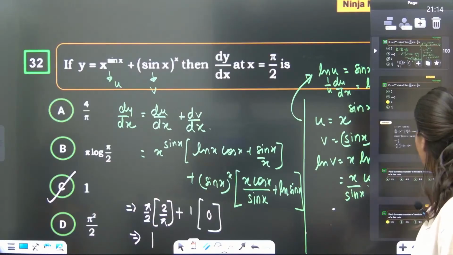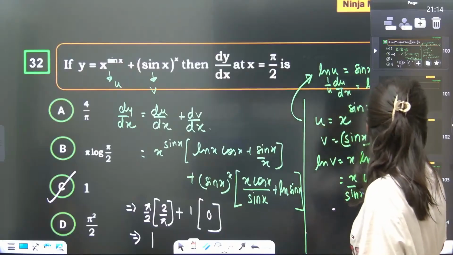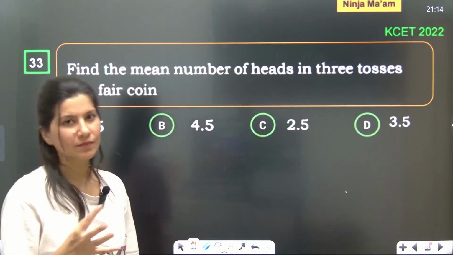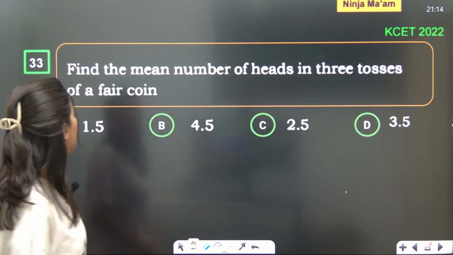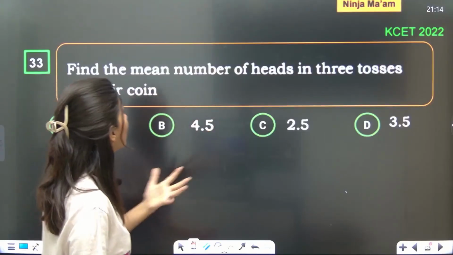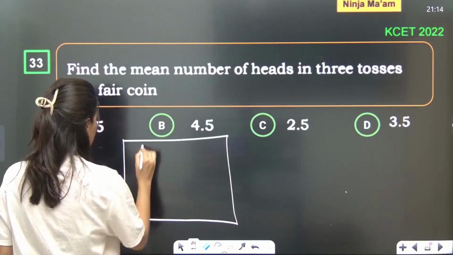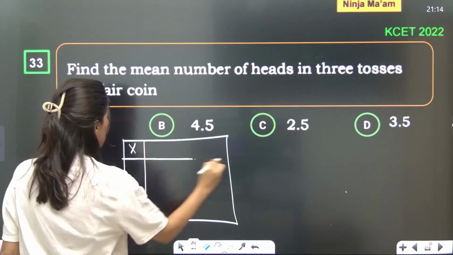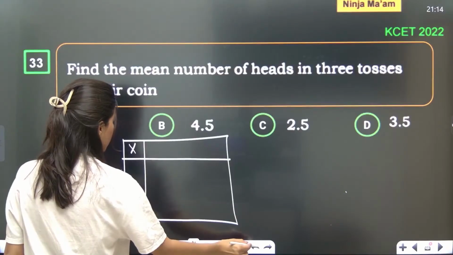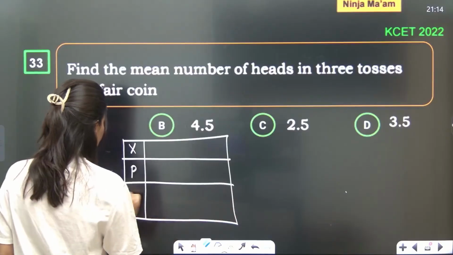Yes, getting it? Shall we move on to the next problem, everybody? Yes. Next problem is from the world of statistics and probability, I would say. Find the mean number of heads in 3 tosses of a fair coin. Okay, so 3 tosses of a fair coin. See what is happening. So this is your random variable, this is your probability.